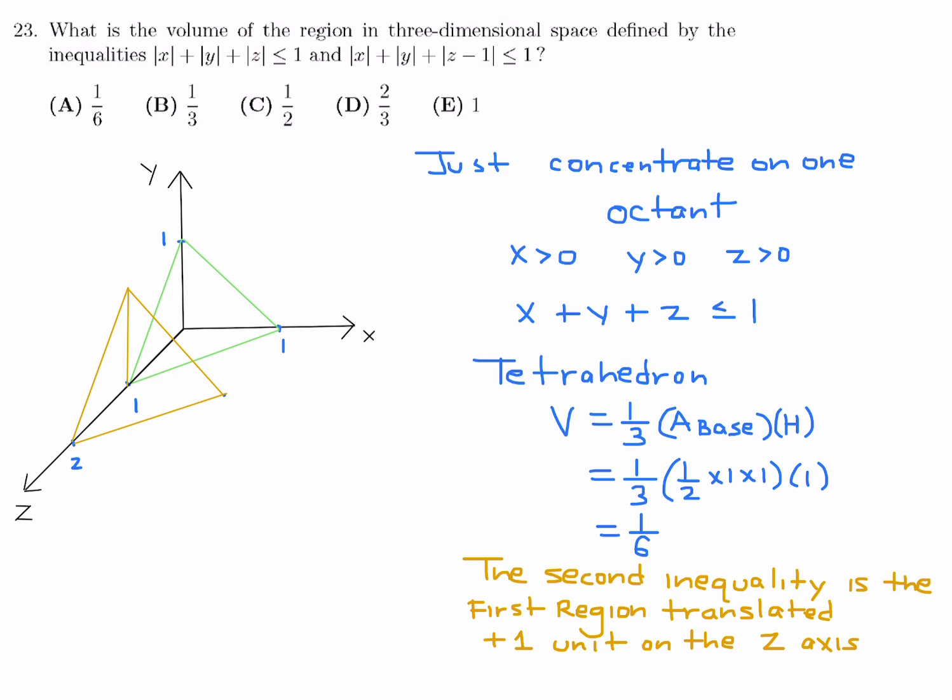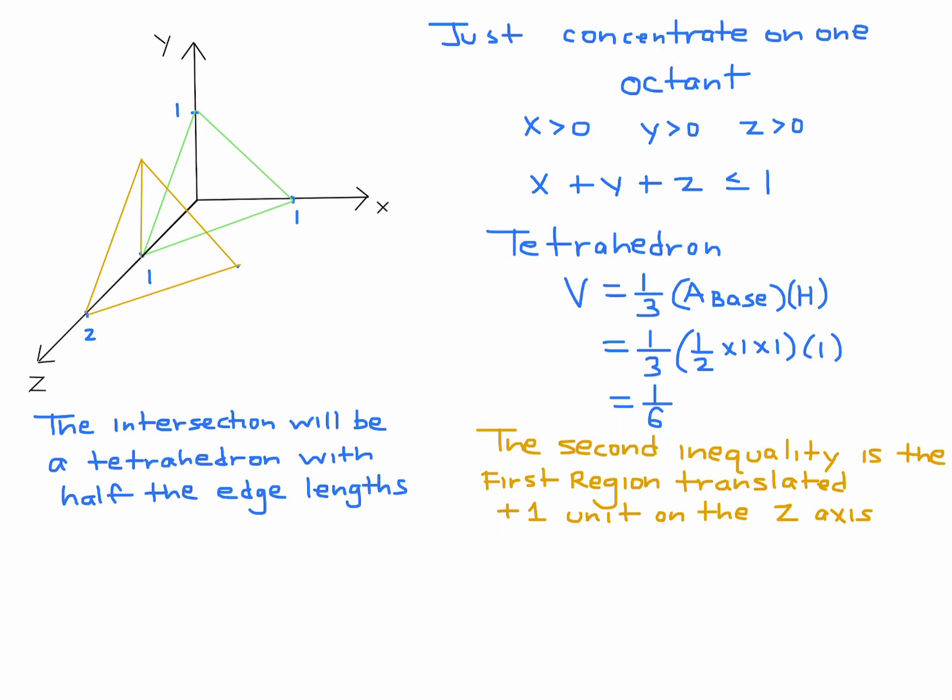That intersection will be itself a tetrahedron, but with half the edge lengths. So instead of 1, 1, and 1, it'll be half, half, and half. So that volume is really what we're interested in, and that, of course, is 1/3 the area of the base times the height. So it's going to be 1/3 times 1/2 base times height for that small base, and that will have 1/2 and 1/2 as dimensions.